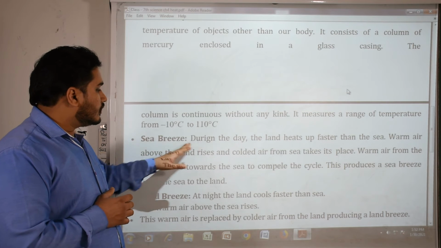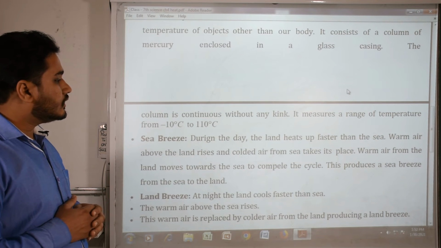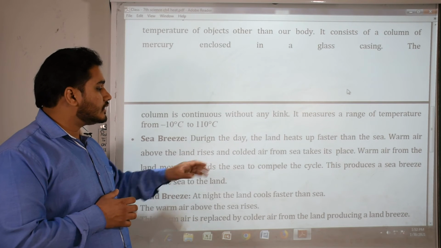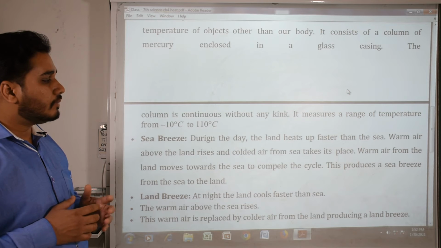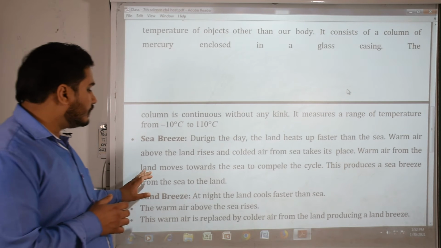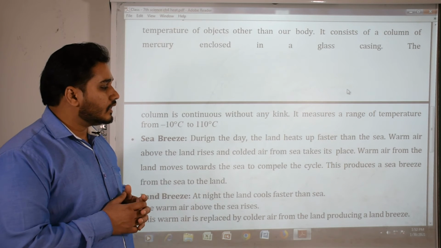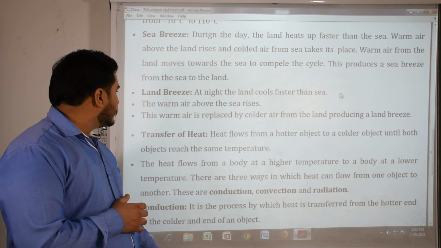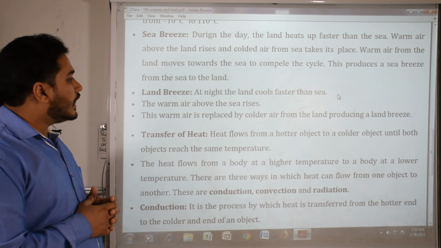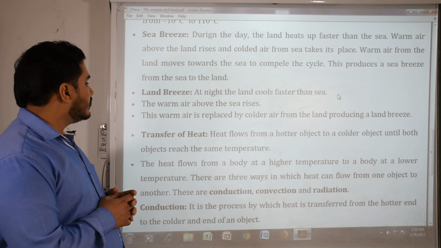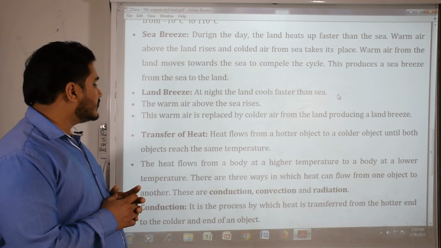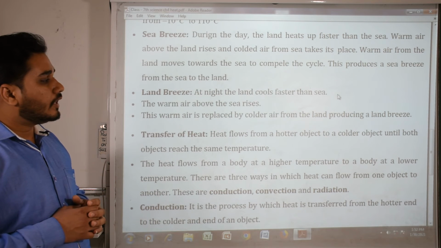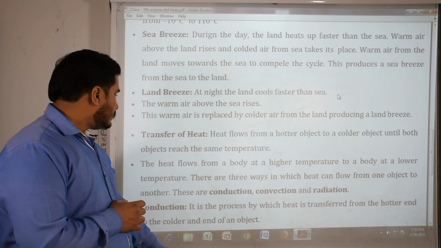Then sea breeze. During the day, the land heats up faster than the sea. Warm air above the land rises and colder air from the sea takes its place. Warm air from the land moves toward the sea to complete the cycle. This produces a sea breeze from the sea to the land. Then land breeze. At night, the land cools faster than the sea. The warm air above the sea rises. This warm air is replaced by colder air from the land, producing a land breeze.